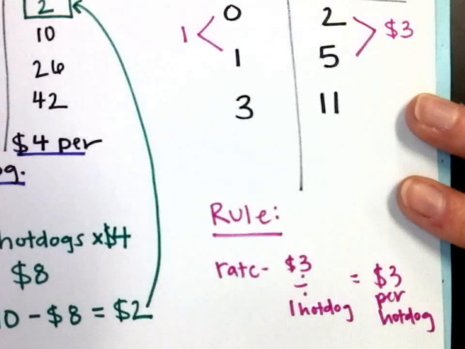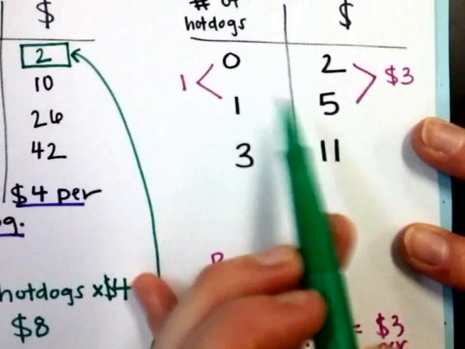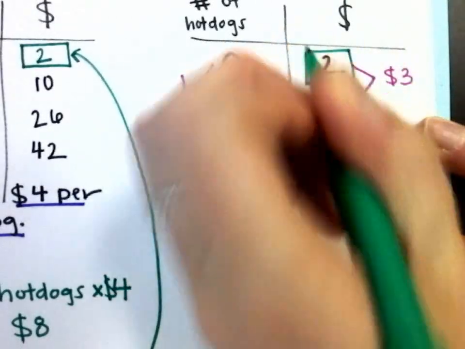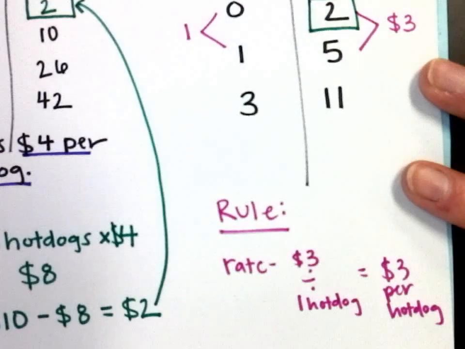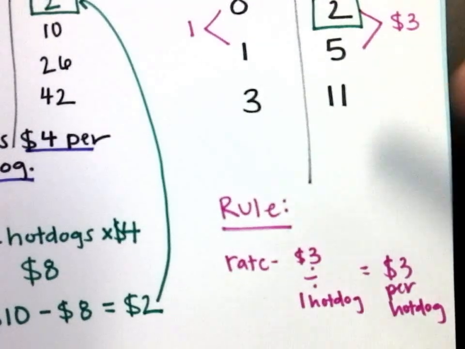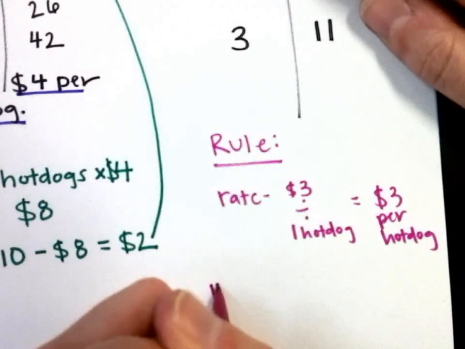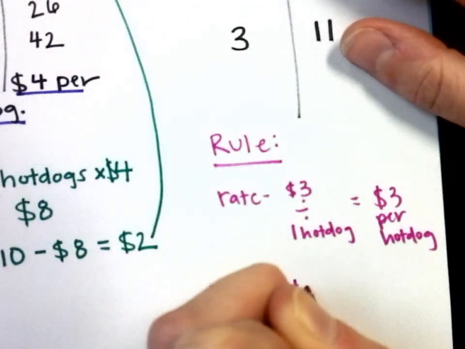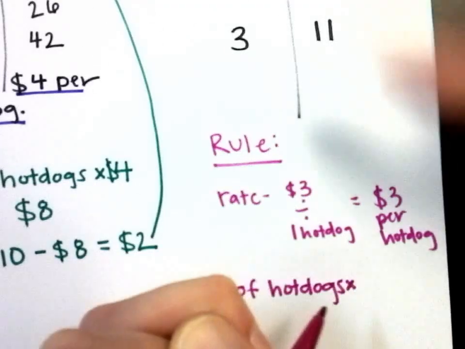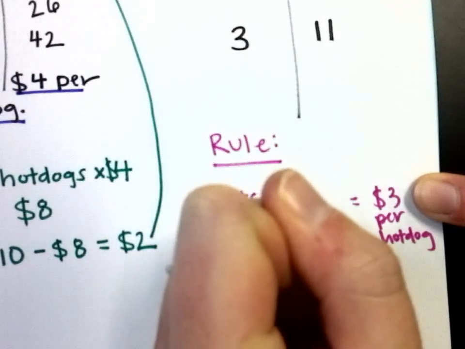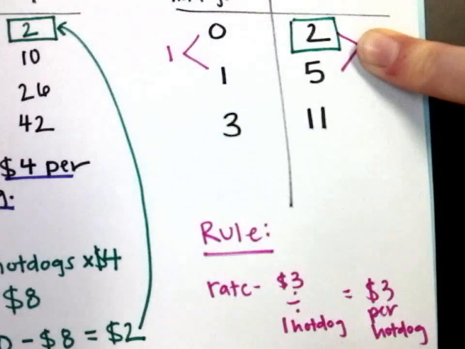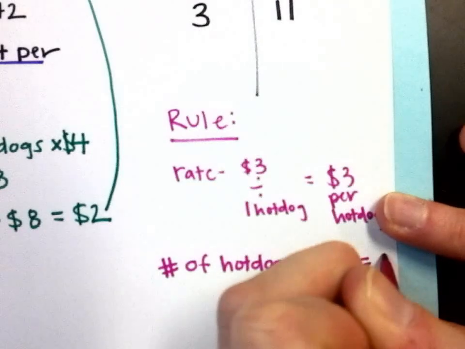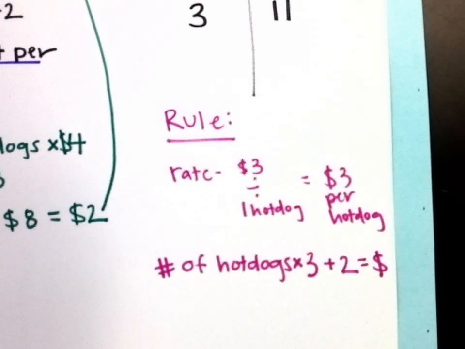Okay, and my initial value is given to me. When I've sold 0 hot dogs, I have $2. So my rule, I always start with the number of hot dogs, right? For any number of hot dogs, how can I figure out how much money I would have? I'm going to take my number of hot dogs, and I multiply it by my rate, which is 3, and then I add what I already had in the bank, plus 2, number of hot dogs times 3, plus 2, and that equals my total amount of money.